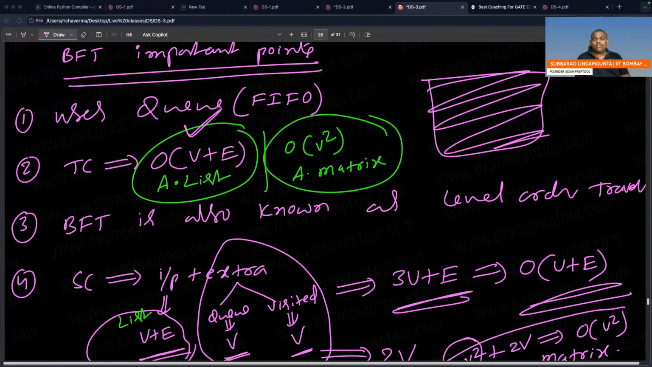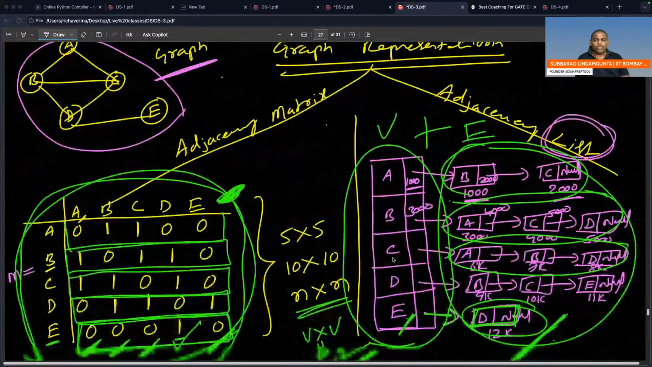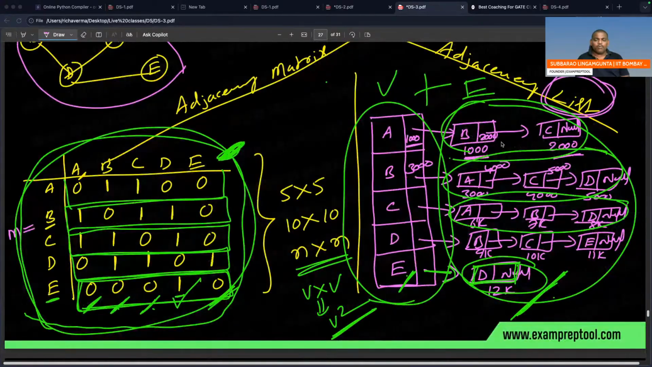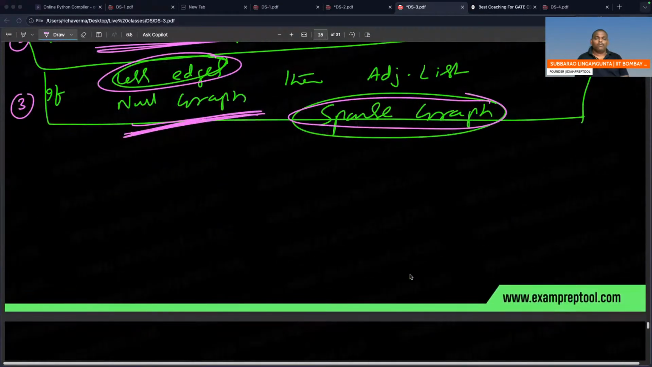All adjacent should be there in any order. See, B, C. You can write C, B also. Any order you write. Next, B adjacent is A, C, D. C adjacent is A, B, D. D adjacent is B, C, E. E adjacent is D. And the last one has null, only that one has nothing. Right. Fine.